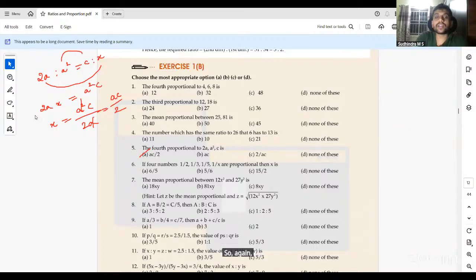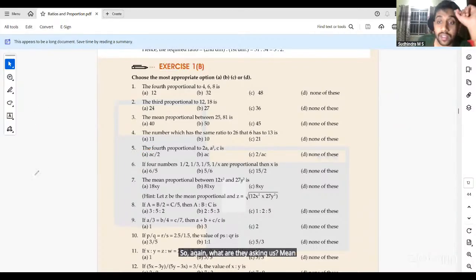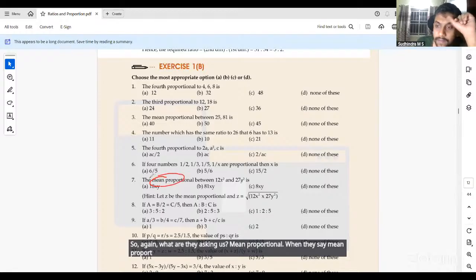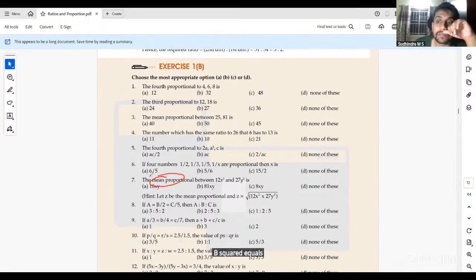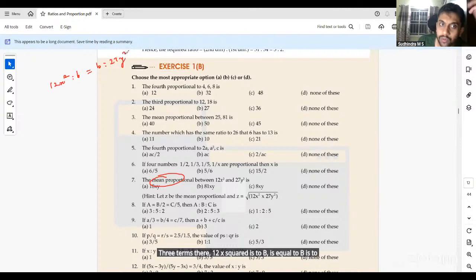So again, what are they asking us? Mean proportional. When they say mean proportional, what is that? B square is equal to AC. Excellent, Kushal. Yes. So we have only 3 terms there. 12x square is to B is equal to B is to 27y square. That's what we have.